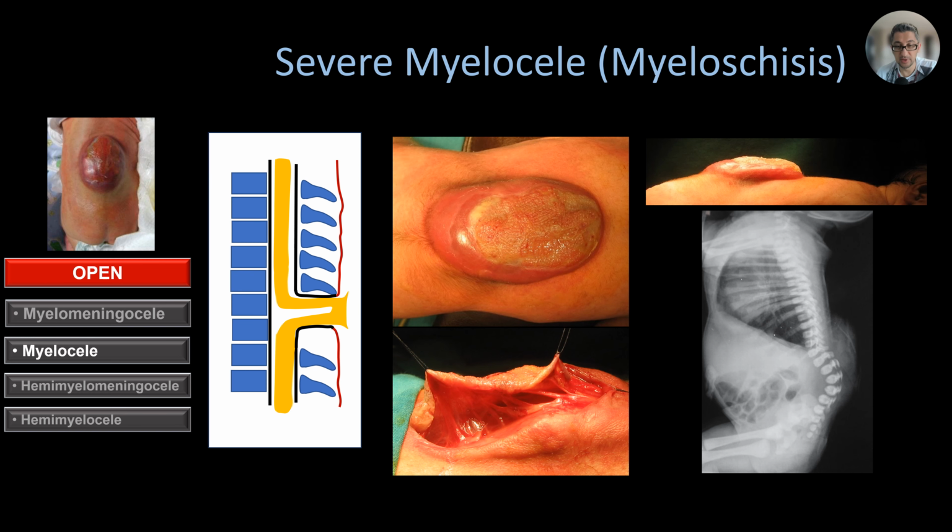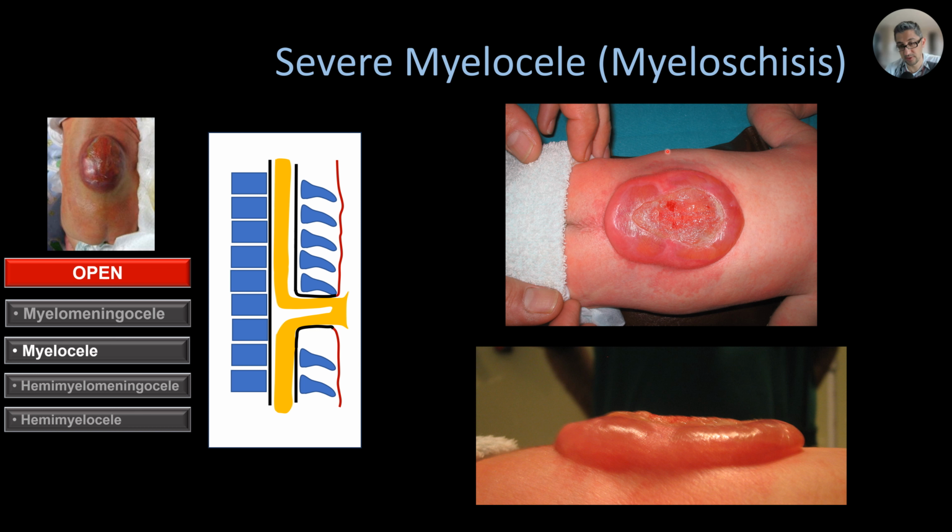Severe form of myelocele is called myeloschisis by many authors. The neural placode is very prominent, appears as a mass over the skin surface, as you can see here, very prominent, a protuberant mass over the skin surface. You don't need imaging for this. Another example, here you can see the neural placode exposed to air.